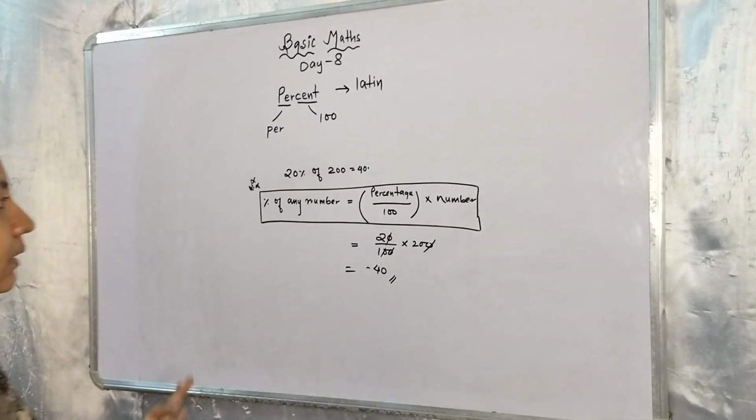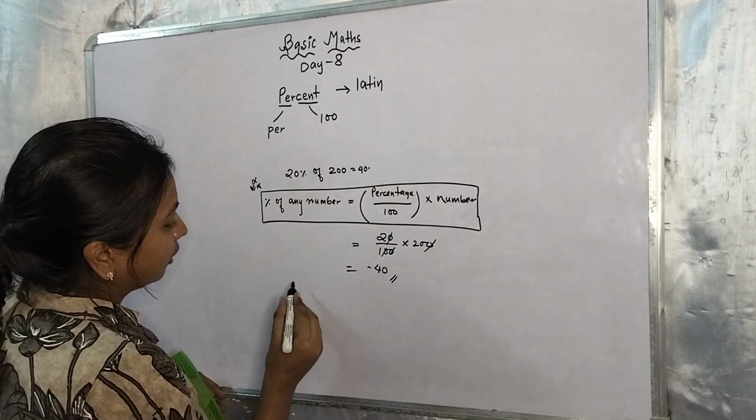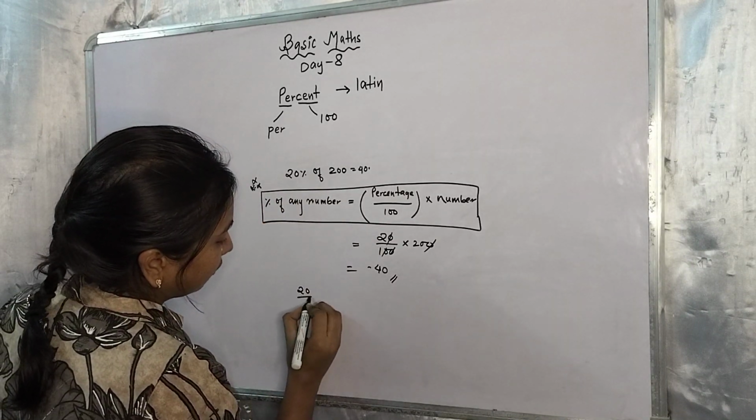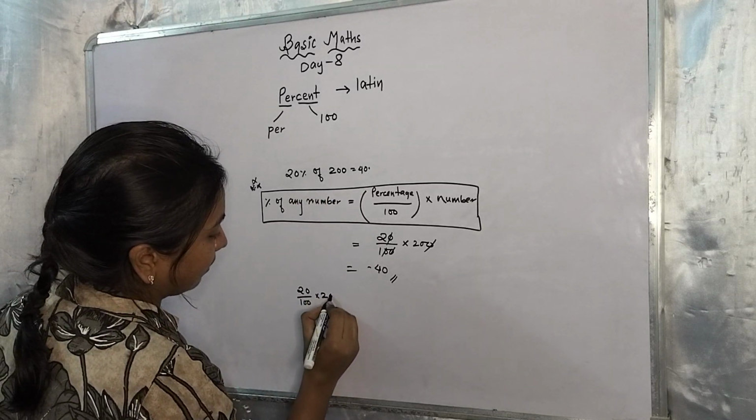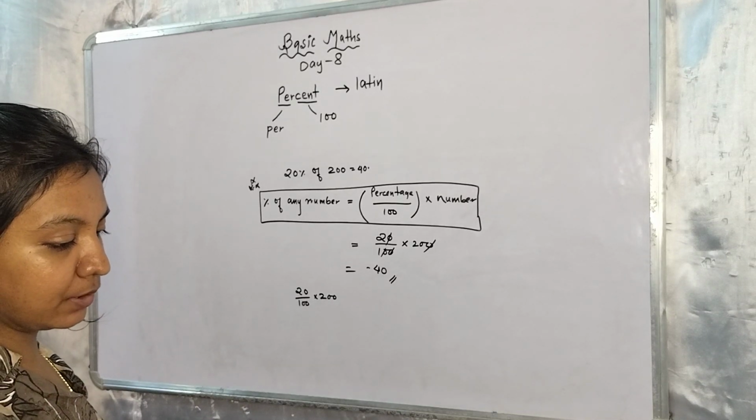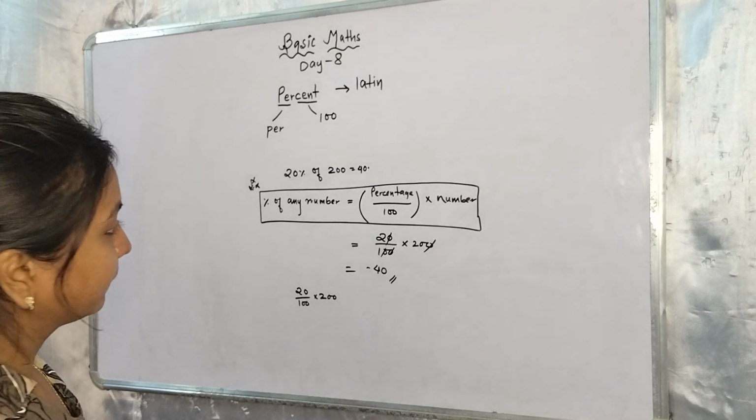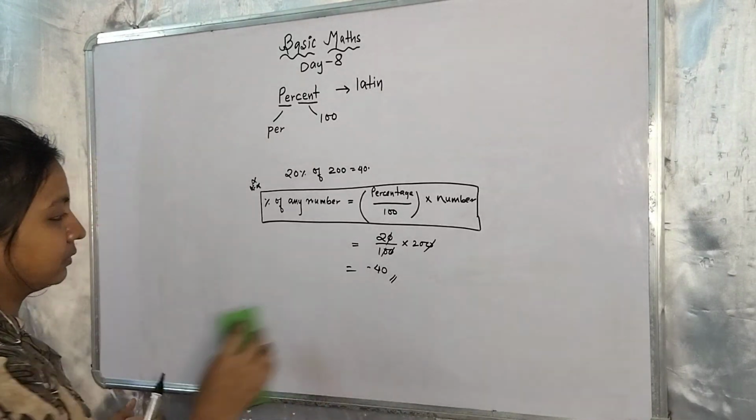Fine. And if you forget to remember the formula, then as I told you, to convert it into a fraction, you need to divide it by 100, and of is taken as into, and 200. So you can simply convert it in this way. Fine. Understood? Now let's take one more example.